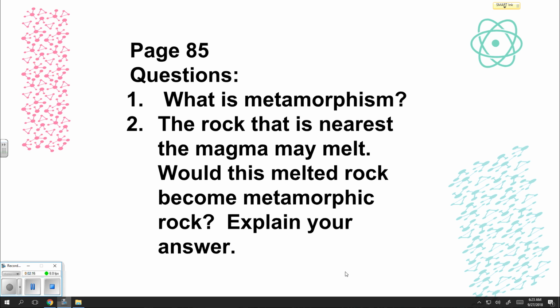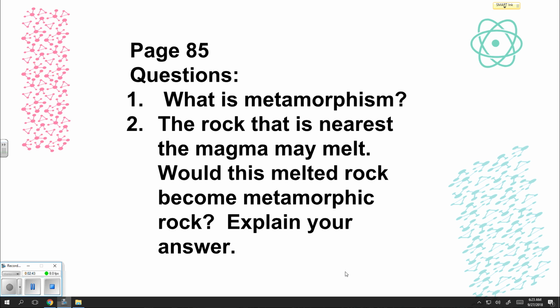Rock that has been affected by metamorphism is called metamorphic rock. All metamorphic rock forms from sedimentary, igneous, or other metamorphic rock. Highlight the sentence: all metamorphic rock forms from sedimentary, igneous, or other metamorphic rock.